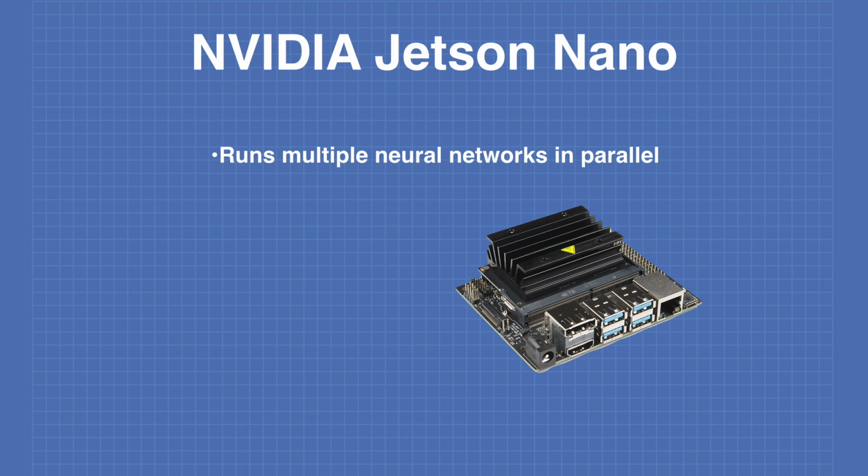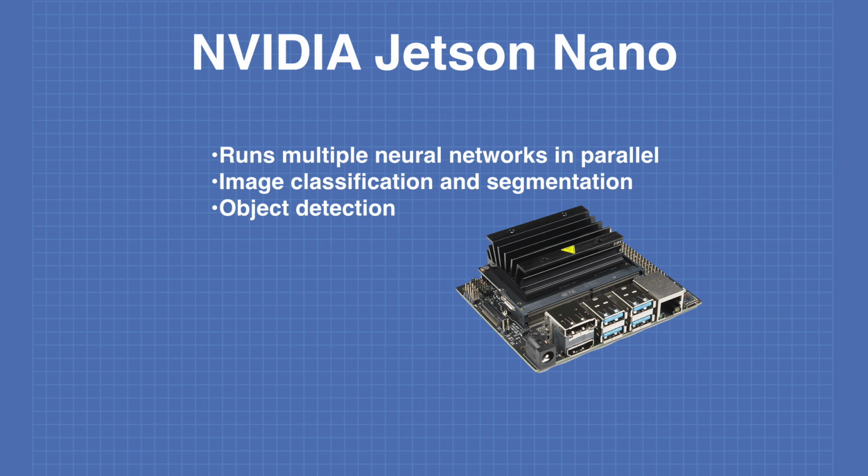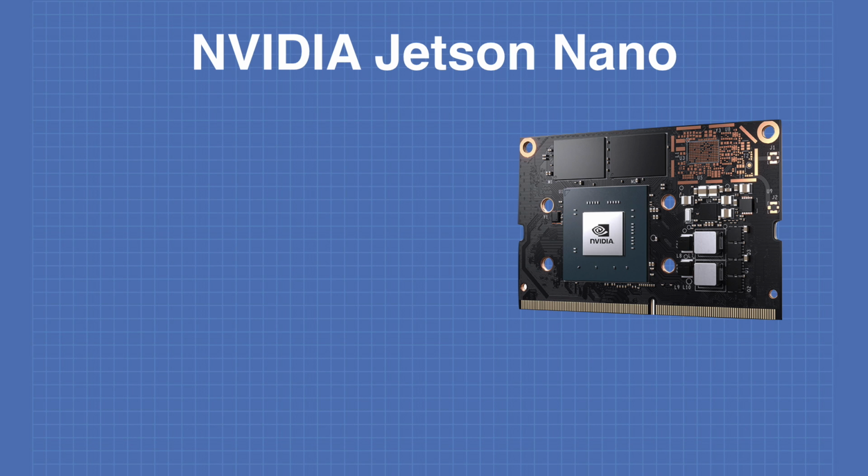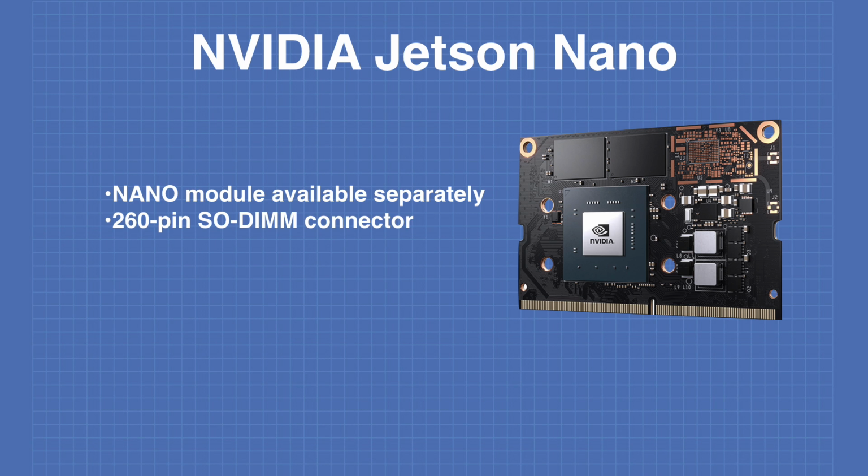The Jetson Nano is capable of running multiple neural networks in parallel. It's useful for image classification and segmentation. It can also be used for object detection and can be used for speech processing. The Nano is based upon the Nano module, which is available separately. The module uses a 260-pin SODIMM connector. The production versions of the Nano module use NVRAM instead of a microSD card.